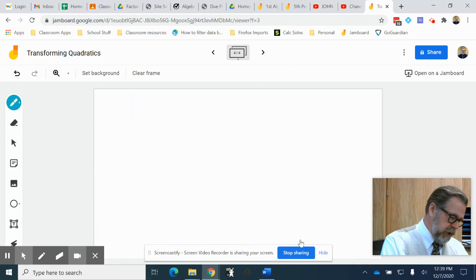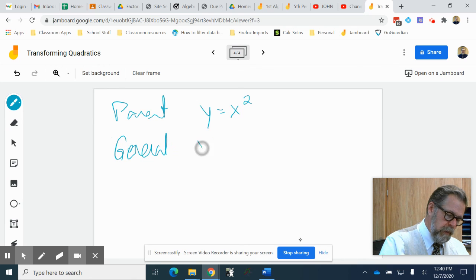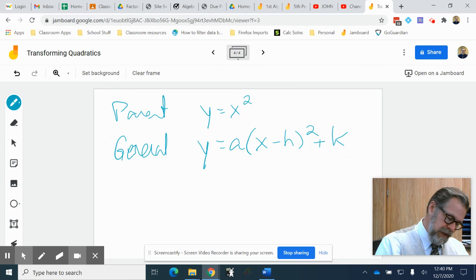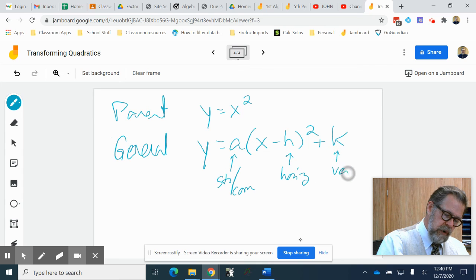So let's put this all together. Parent graph, y equals x squared, and the general equation for a transformed parabola, y equals a parentheses x minus h squared plus k. This is in graphing form, where this is stretch compress, this is horizontal shift, and this is vertical shift.